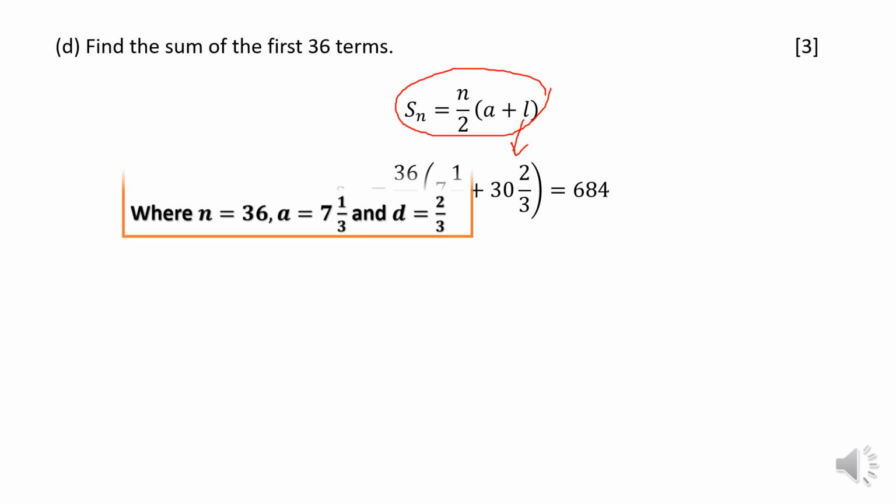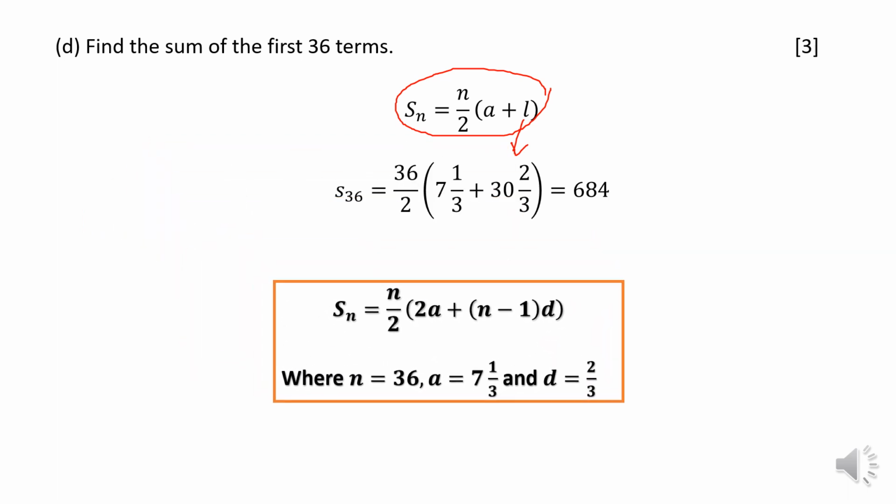Ultimately, you can also use the old formula, the other formula that a lot of learners tend to use, but they can easily make mistakes. You use n over 2 in brackets 2a plus n minus 1 times d. That is the formula. You're going to get exactly the same answer.